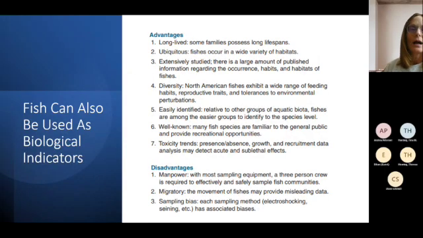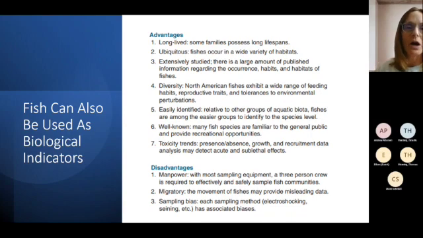All right, so some of the advantages and disadvantages for using fish as biological indicators is that, I guess, as macroinvertebrates are small and they don't live very long, fish, on the opposite end, they live a lot longer. So the longer they live, the more opportunity they have to build up certain toxins or pollutants in their body.